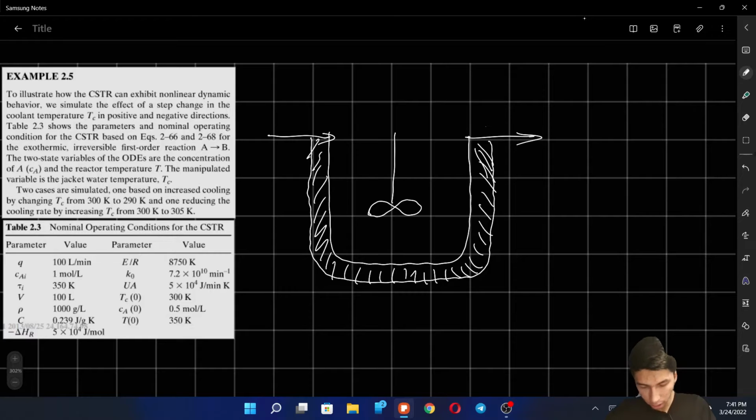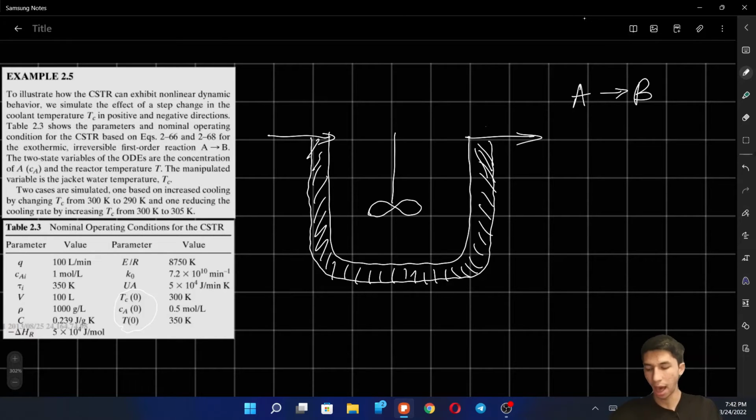If we look at this part, we have some values with zeros. These values are going to be our initial values. So our CAI constant is going to be the concentration of A that is coming in. We're going to have a reaction in our reactor, in which A is being converted to B. So that's going to be the concentration of A that's coming in.